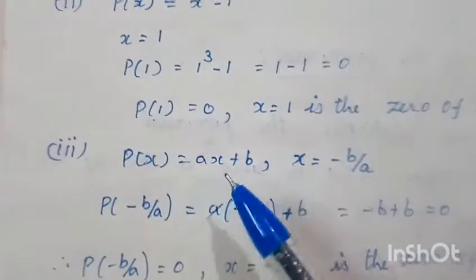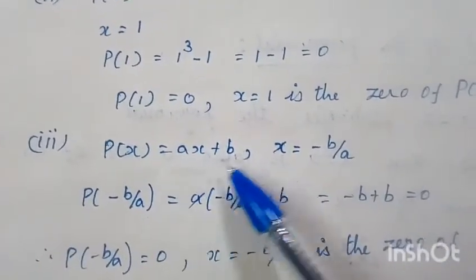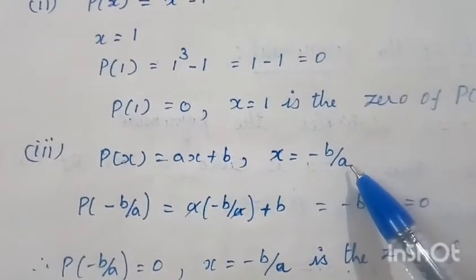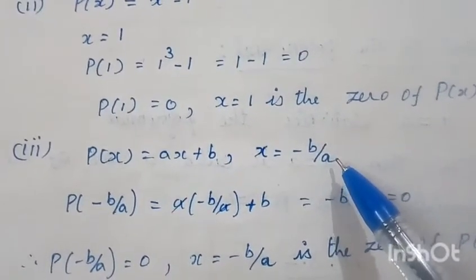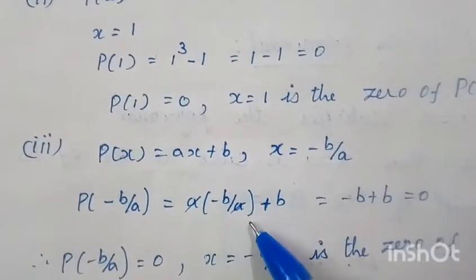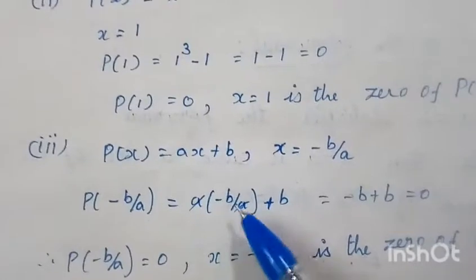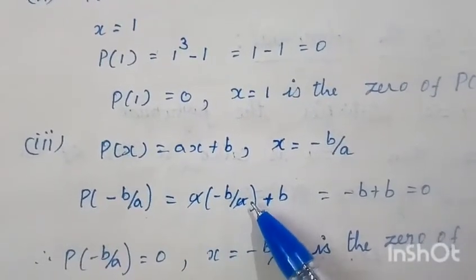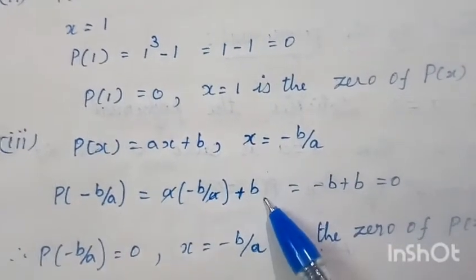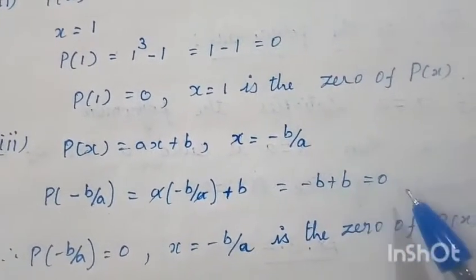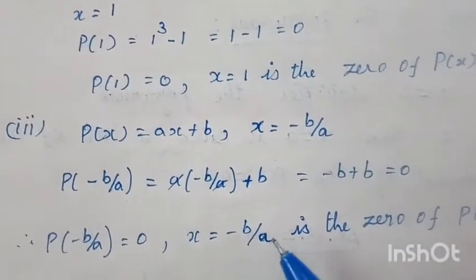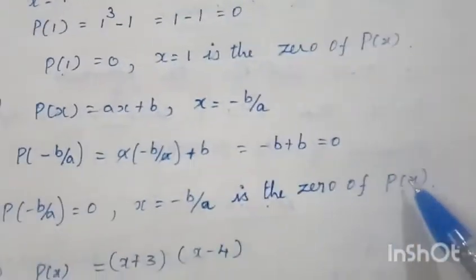Next, third problem. p of x is equal to ax plus b. x equal to minus b by a. Instead of x, we have to substitute the value minus b by a. So p of minus b by a equal to a into minus b by a plus b. For the numerator a and denominator a cancel. After cancelling we have minus b plus b. Minus b plus b equal to 0. So we get 0. So that minus b by a is a zero of p of x.